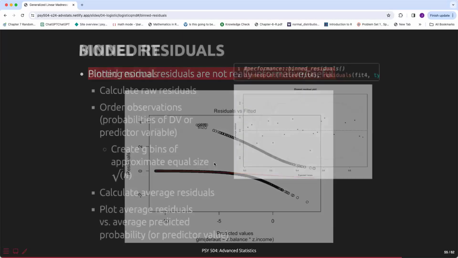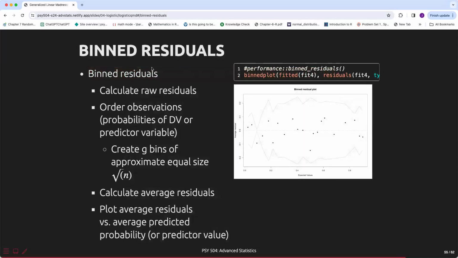So what's been suggested is this thing called binned residuals. Binned residuals are calculated by first taking the raw residuals, right? So taking each observed value and subtracting the predicted value from the fitted line. And then we order our observations, so it could be probabilities of the DV or our predictor variables, and we create equal sized bins. And then within those bins, we just average the residuals, and then we can plot those residuals, and we'll get something that looks like this.